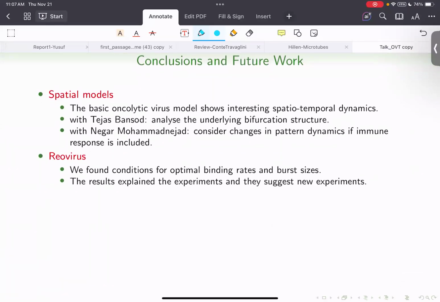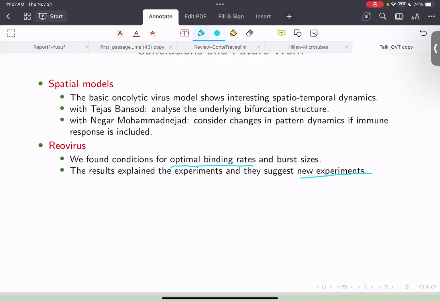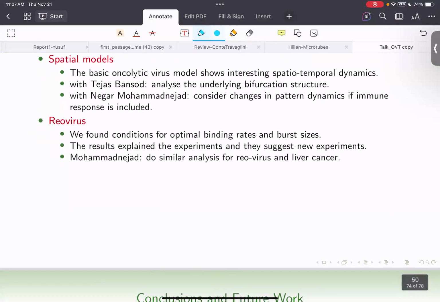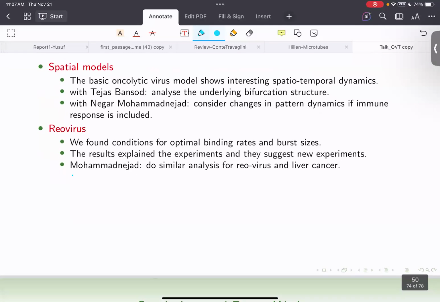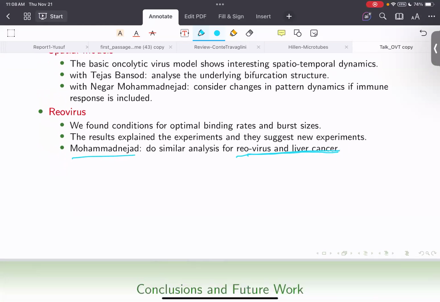For the reovirus, we found conditions for the optimal binding rate, which is nice. And they are now used in new experiments to find even a super duper virus. And again, with Nagar, we want to do a similar analysis for reovirus and liver cancer. So we have new data on liver cancer. Earlier it was on breast cancer, so now we want to go to liver cancer and do a similar analysis there.